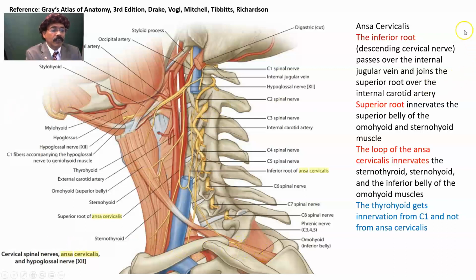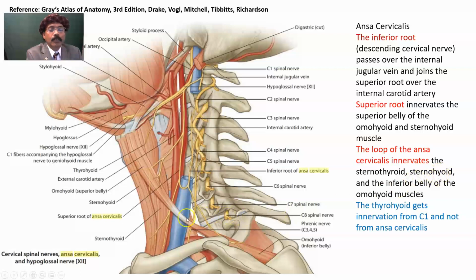The loop of the Ansa cervicalis innervates the sternothyroid. What is sternothyroid? From sternum to the thyroid. What is the nerve supply? From the Ansa cervicalis. Then what? Sternohyoid. From sternum to the hyoid. This is the hyoid bone. This is the sternohyoid muscle. Innervated by what?